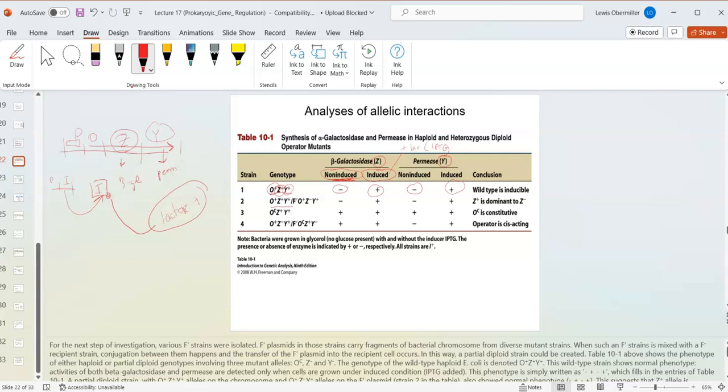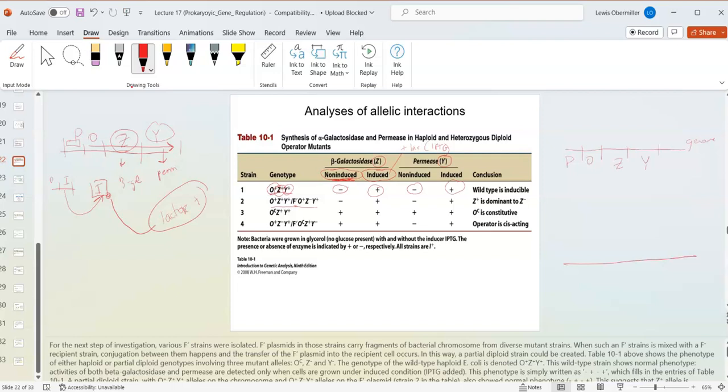Now, here we have the F prime plasmid, so this is a diploid. So now we have to draw out two. So this is saying in the genome, O is normal. We're going to assume the promoter is normal because they didn't tell us it's not. And Z is normal, and so is Y. So this is the genome, the main chromosome.